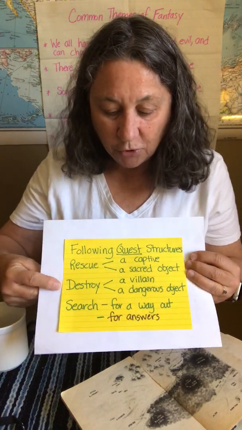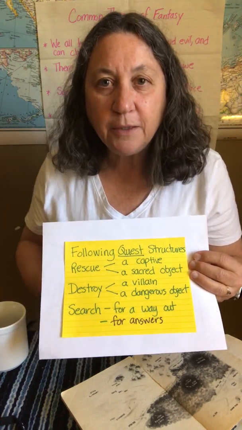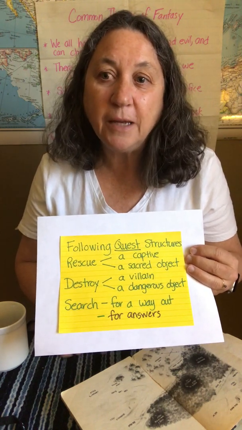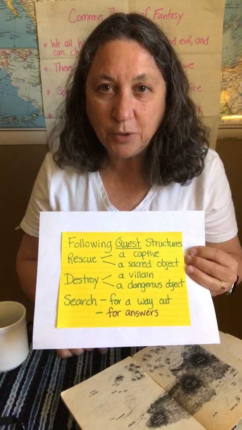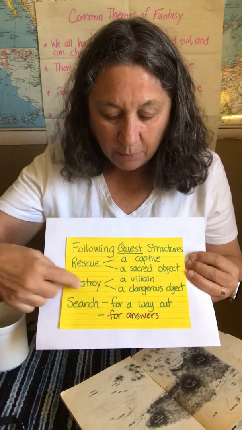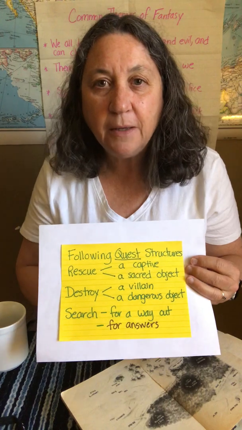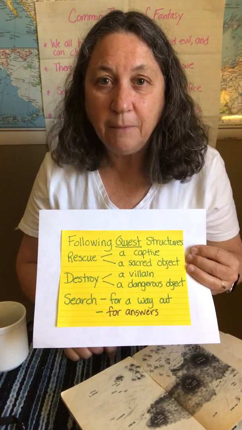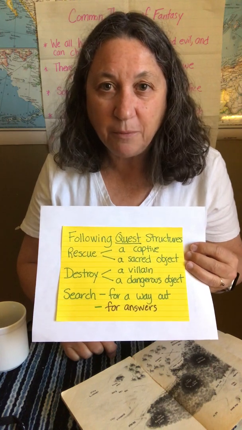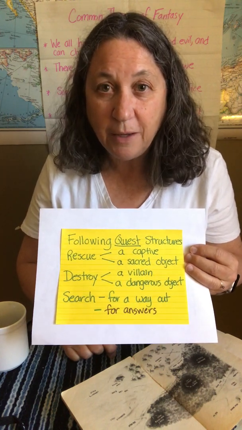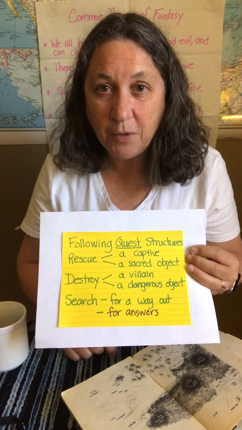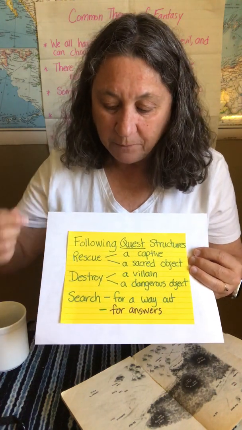They might have to destroy a villain. Does your book have a villain in it that needs to be destroyed? For example, in The Lion, the Witch, and the Wardrobe. Or the character might be trying to destroy a dangerous object, some object like the ring in The Lord of the Rings that is dangerous to the survival of the people in the world where the fantasy takes place. So it is up to the character to destroy the object.